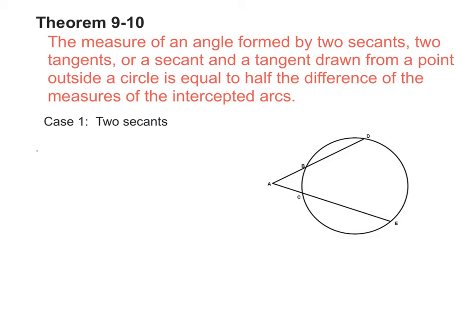It says, if you've got two secants, as shown in the picture here, the measure of this angle, and it'll be angle A, is equal to 1/2 the difference of the intercepted arcs. The major arc, or the larger arc, being DE, and the smaller arc being BC. So therefore, the measure of angle A is equal to 1/2 the difference of arc DE minus arc BC.